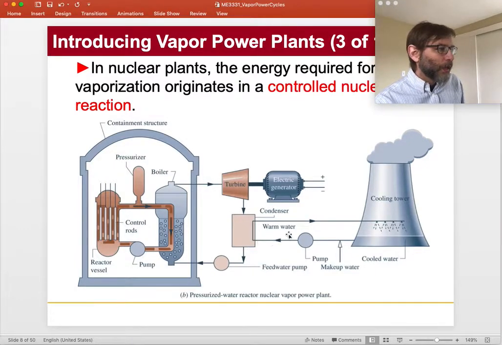Let's see. We're taking the warm water. So here's the cooling tower again. So the cycle is here. Actually, the cycle is boiler, feed water pump, condenser, turbine. See, there it is right there. I wish I could make a dotted line around it.